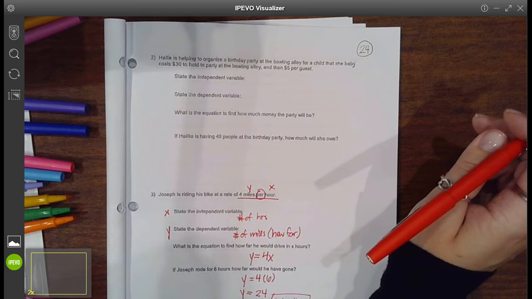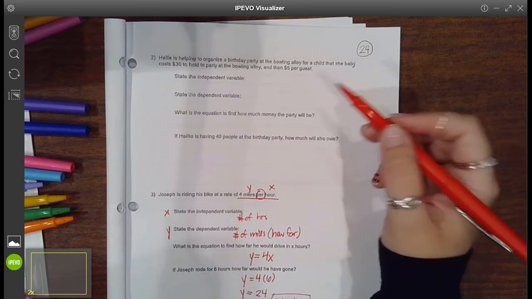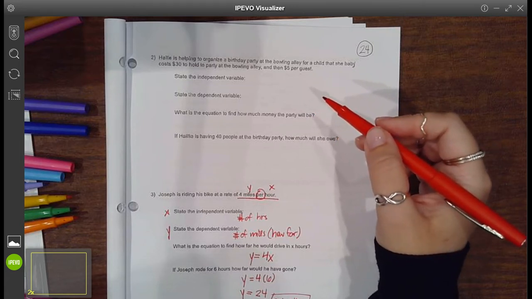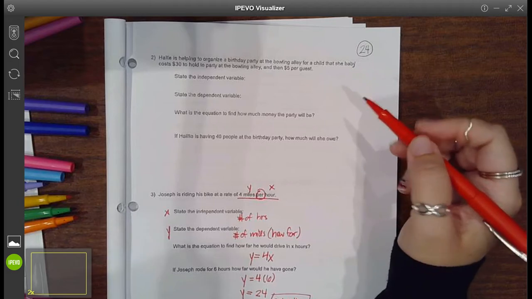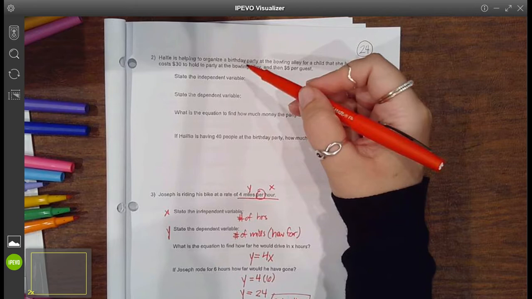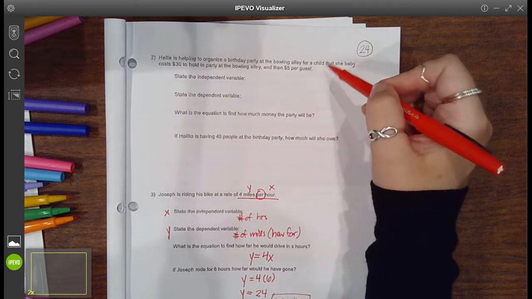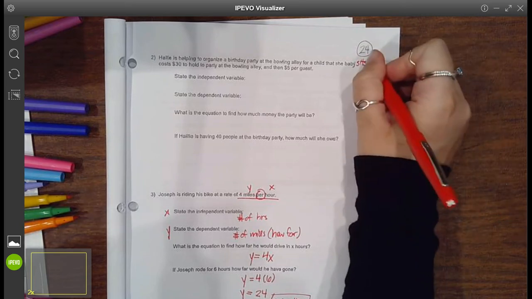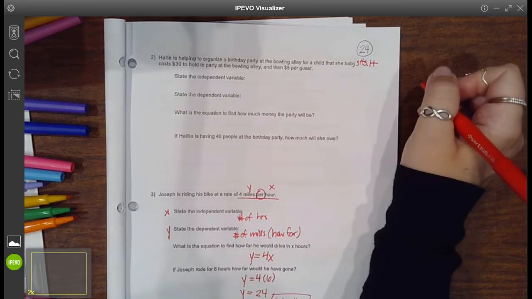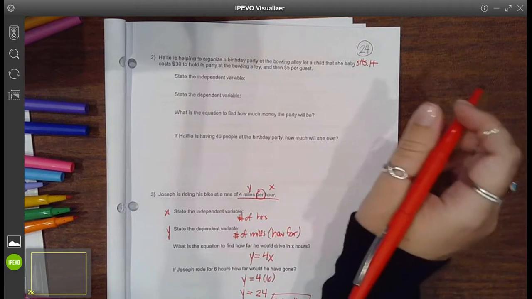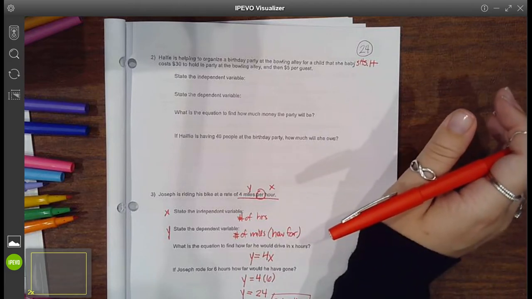A child that she baby costs $30 to hold to party at the bowling alley and then $5 per guest. Wow. Who wrote this sentence? I think it got cut off. Hallie is helping to organize a birthday party at the bowling alley for a child that she babysits. And then it costs $30 to hold a party at the bowling alley and then $5 per guest. Now the sentence makes a little bit more sense, doesn't it? But still a little bit harder than my other one.